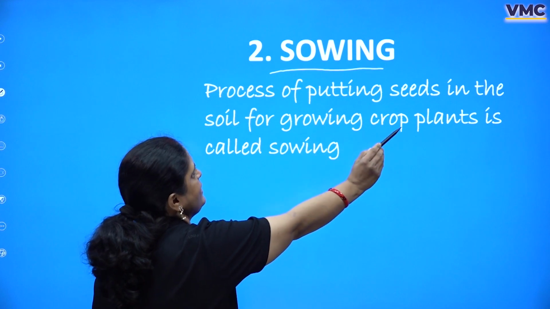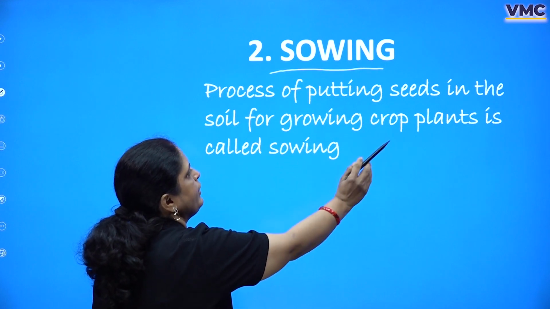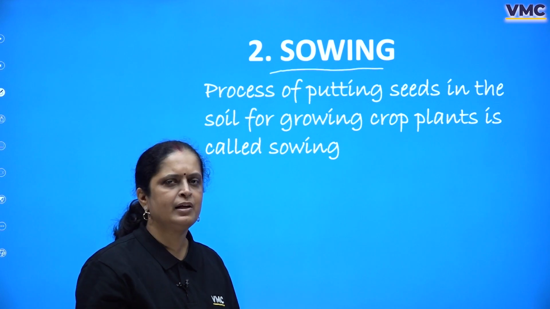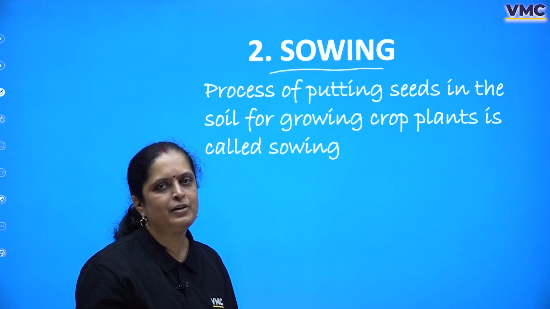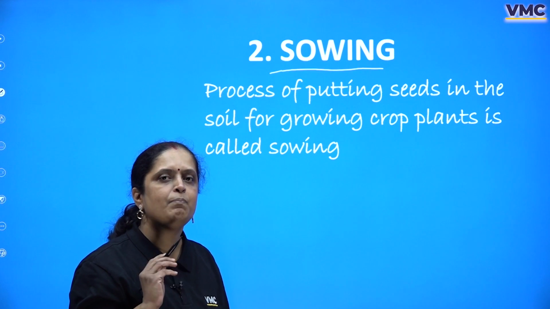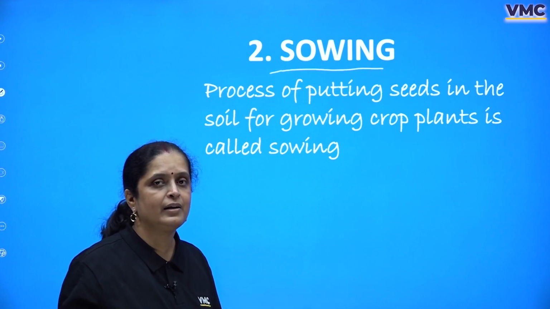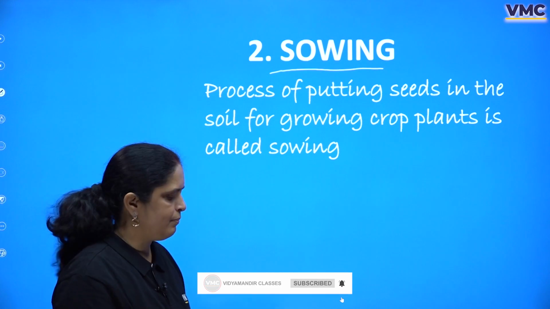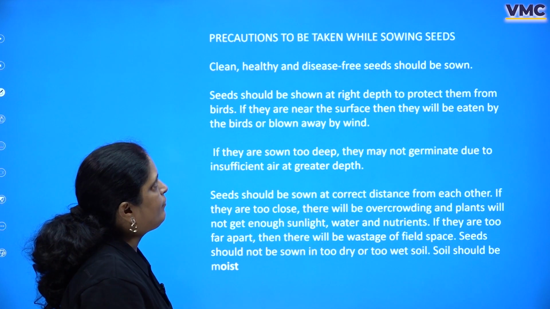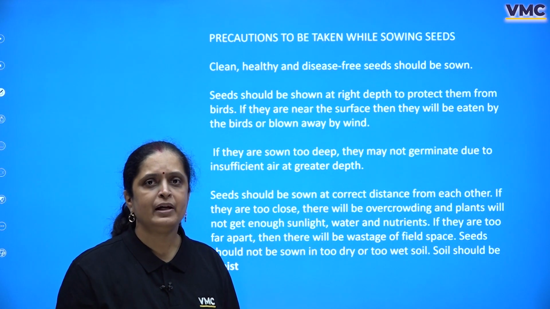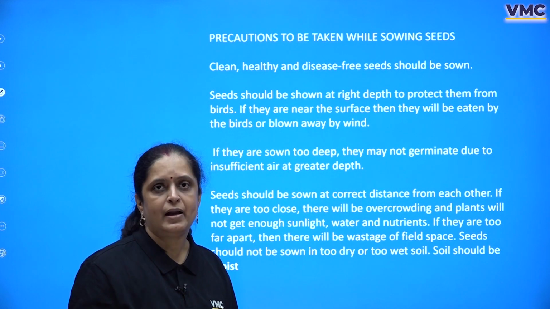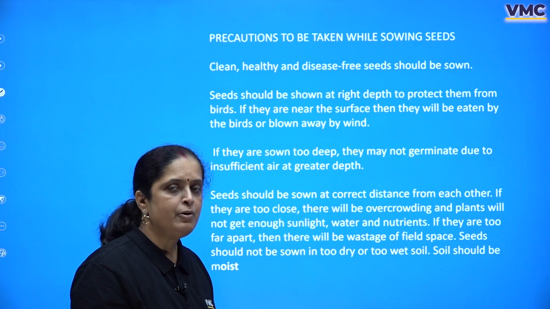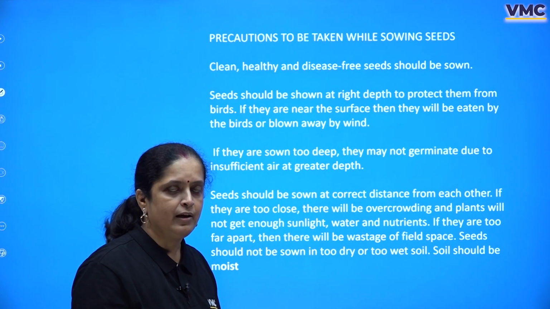Process of putting seeds in the soil for growing crop plants is called sowing. You must be thinking, what is so difficult about it? So it's not just one single pot. It's a big field that we are talking about. And how do we do sowing in fields that big? So first thing, we have to take care that the seeds that we are planting are of healthy variety. I'll tell you how to test the seeds as well.